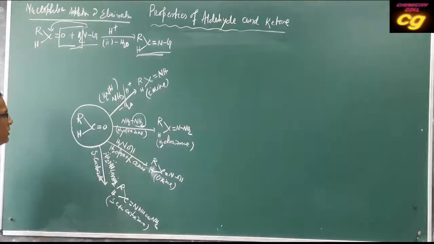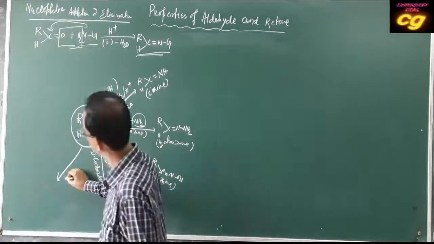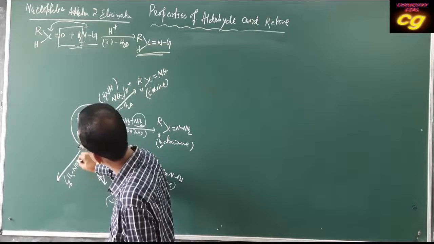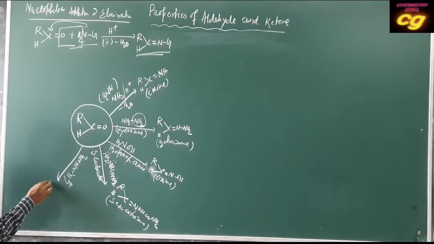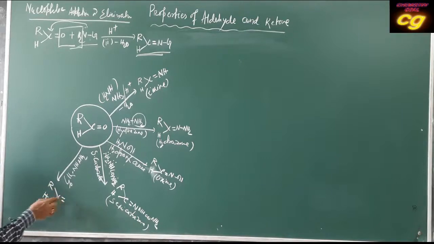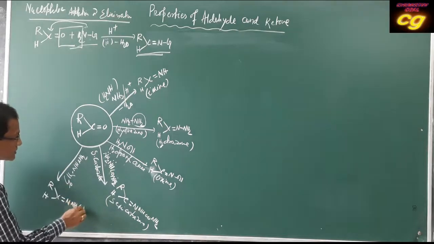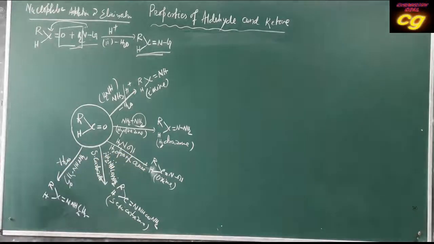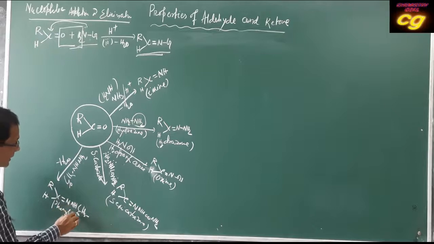All are ammonia derivatives. Then phenylhydrazine, C6H5NHNH2, that is called phenylhydrazine. So the result will be R-HC double bond, you start from here, N, then NH, then C6H5. Here in all cases, minus water will be done. So the name here is phenylhydrazone.